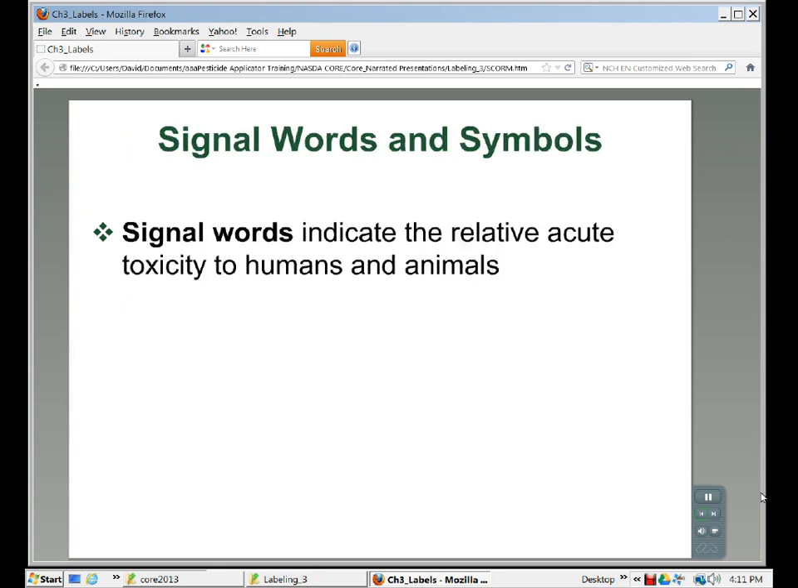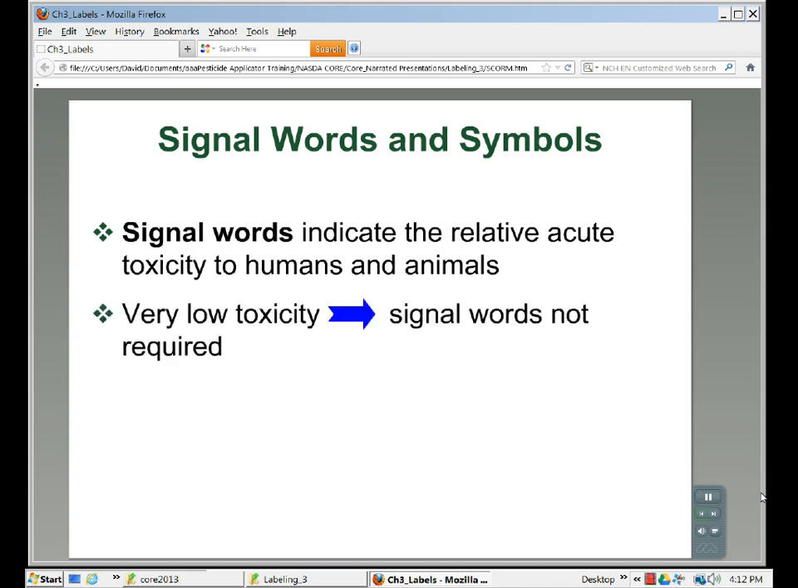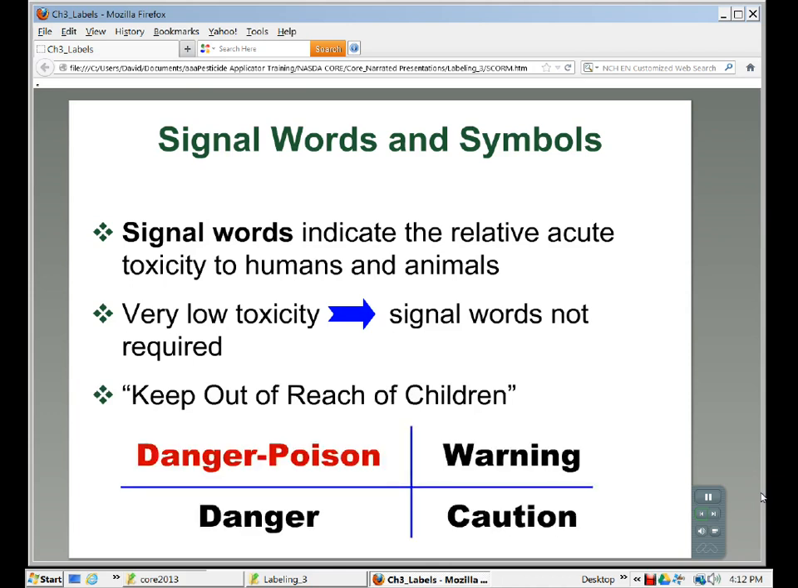Signal words appear on all pesticide labels. The signal word on a product label indicates its acute toxicity to humans and animals. It's the wake up and pay attention hazard statement. Almost all professionally used pesticides have signal words. Only those products with very low toxicities are exempt from requiring signal words on labels. All labels also include the statement, "Keep out of reach of children." There are 4 different signal words: danger poison, danger alone, warning, and caution.